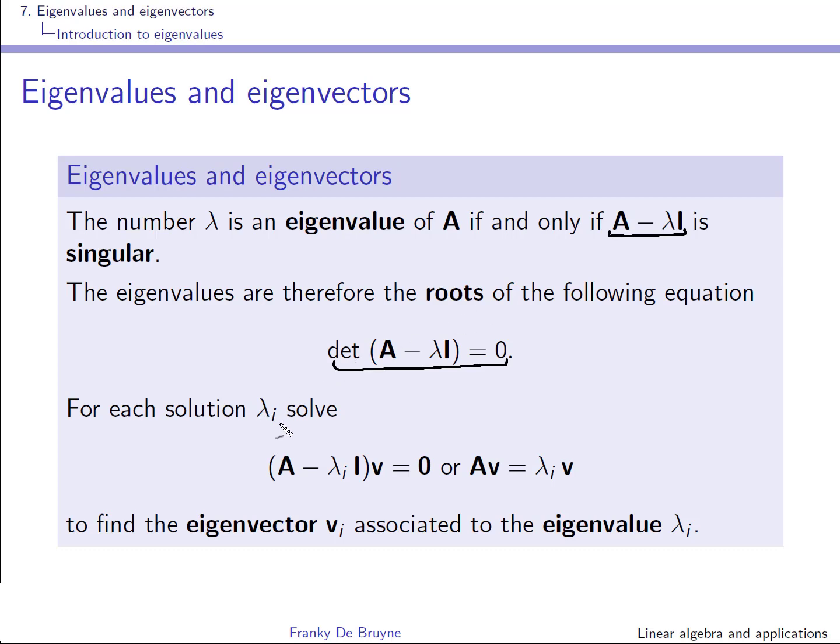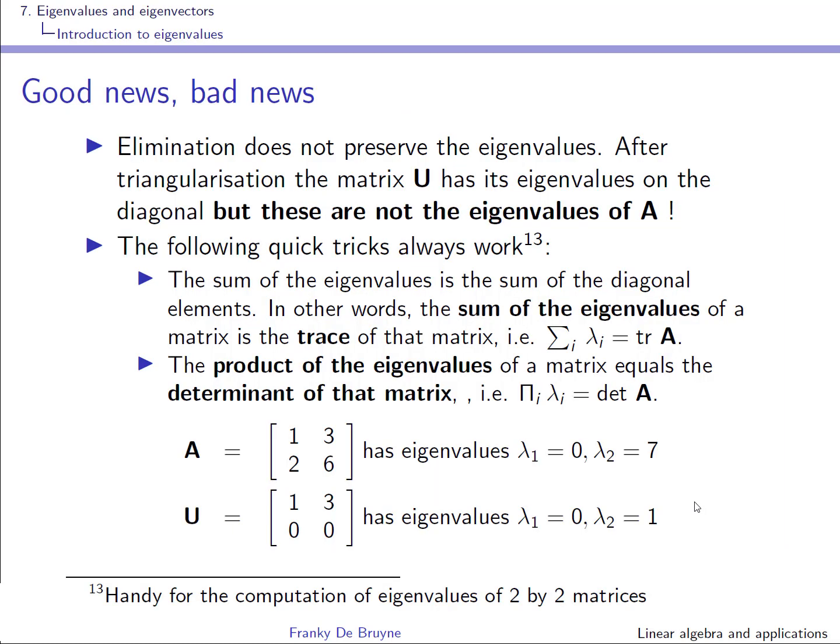Once we have all the solutions, for a given lambda I, for a given eigenvalue, you can find the associated eigenvector. You can obtain this one by solving this equation in which you have injected the corresponding eigenvalue.